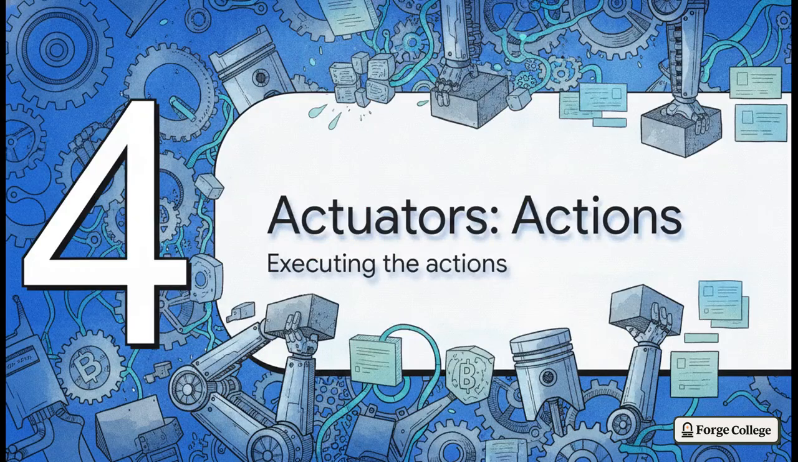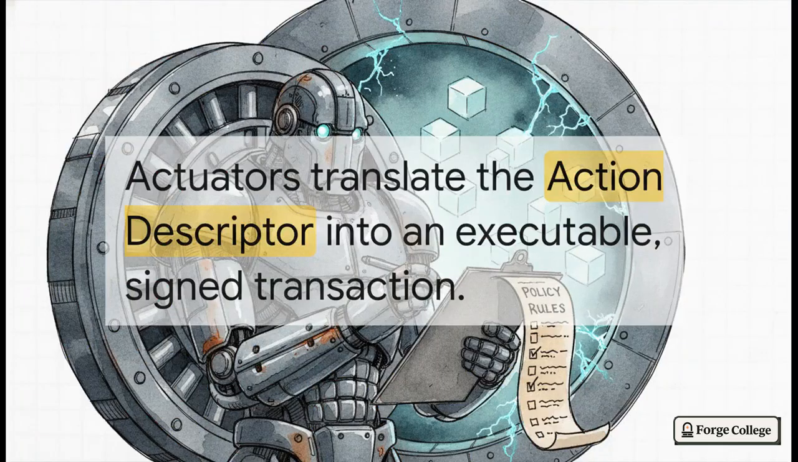Now let's look at Section 4, actuators, executing the actions. If the controller is the brain, the actuators are the hands. This is where the heavy lifting happens. Actuators translate that action descriptor into an executable, signed transaction. They take that perfectly safe blueprint we just talked about, they compute the necessary account metas, select the fee payers, and act as the strict final gatekeeper. Think of the actuator as the bouncer at the club, absolutely ensuring all policies are met before that transaction ever hits the chain.